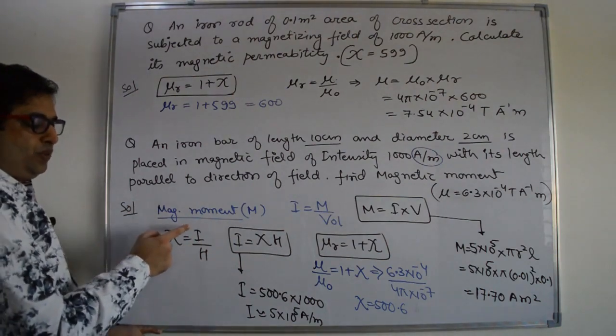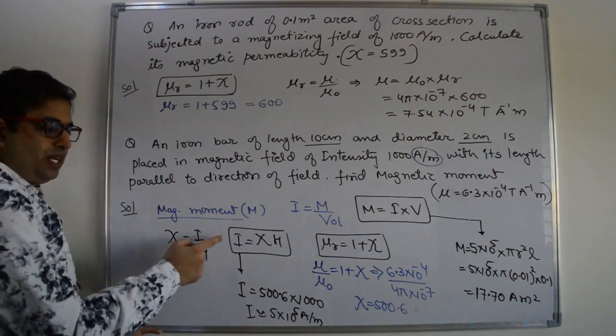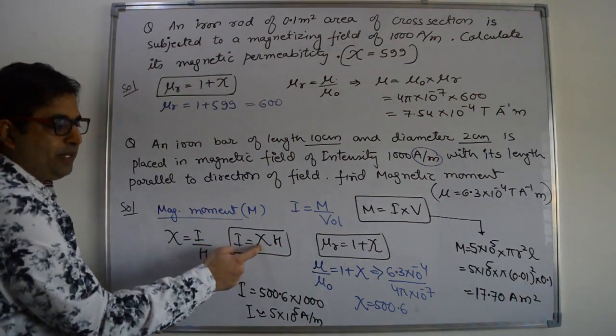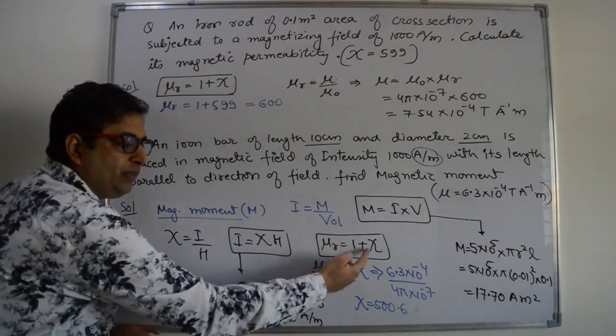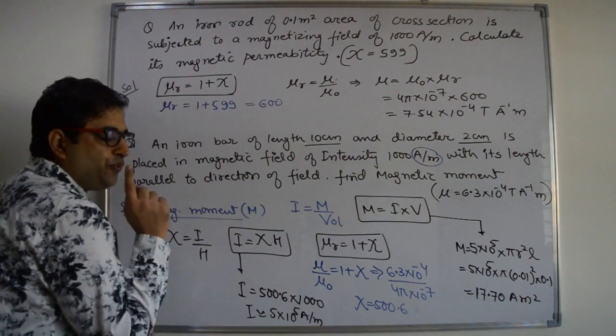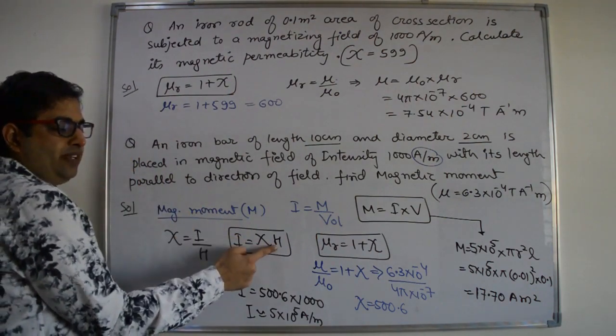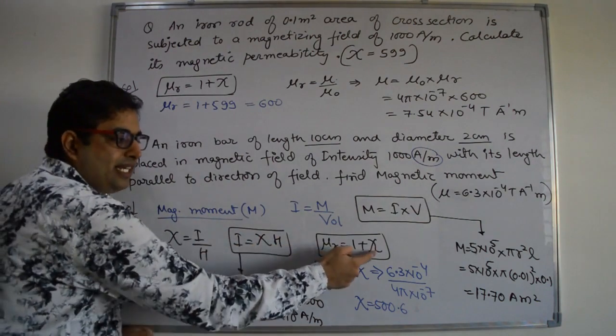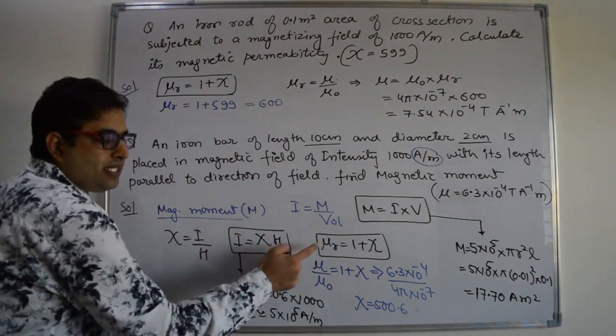Susceptibility is equal to I by H, so I is susceptibility into H. Susceptibility we can find out by using this formula: mu r is equal to 1 plus chi. So first thing, H is given to you, susceptibility is not given to you. So first, let us calculate susceptibility.